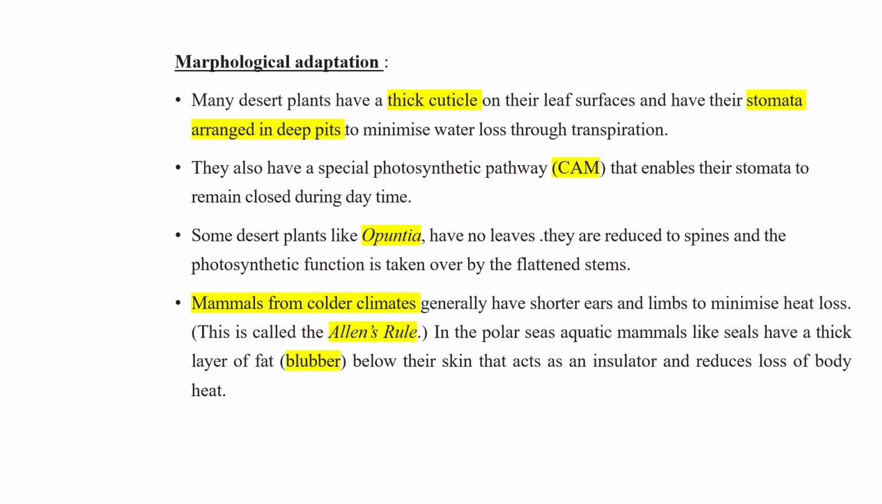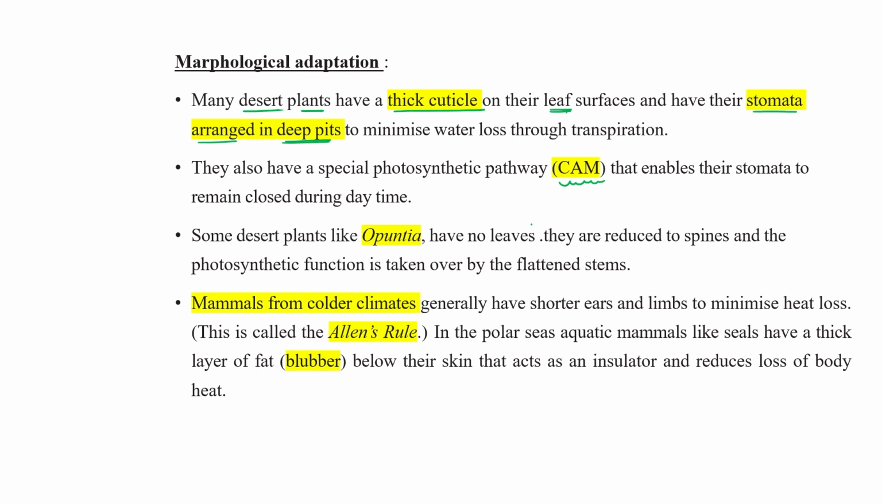Morphological adaptation. So many desert plants have a thick cuticle on their leaf surface and their stomata arranged in very deep pits to minimize their water loss through transpiration. All the plants normally grown in this desert area have a special photosynthetic pathway known as the CAM pathway that enables their stomata to remain closed during the daytime. They just open their stomata during nighttime where no heat is there. So minimum water loss is there.